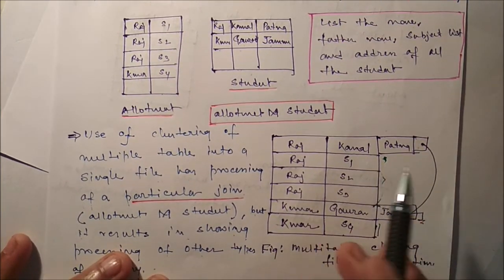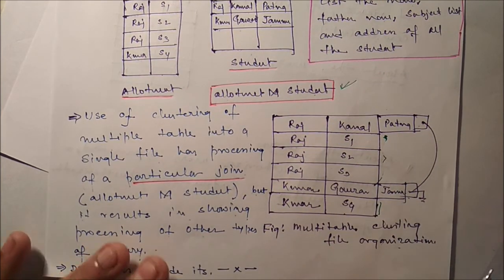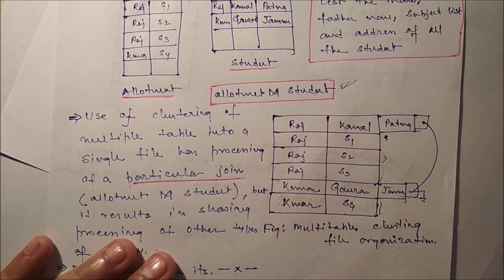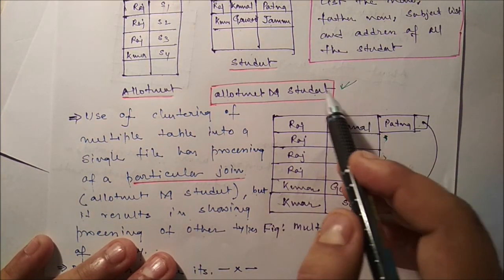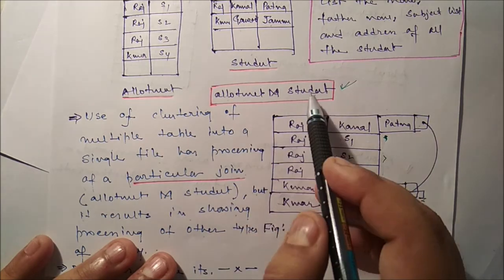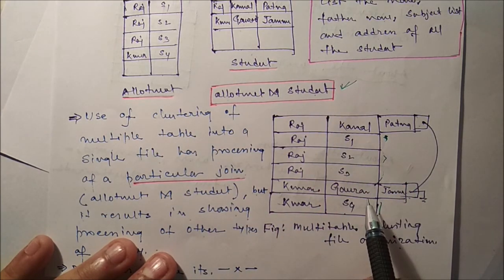The database designer decides which tables we have to keep merged, which tables we should keep together, based on the relational algebra operations that are used frequently. In that case we can merge these two tables and keep them in a single block. So the database designer decides this.